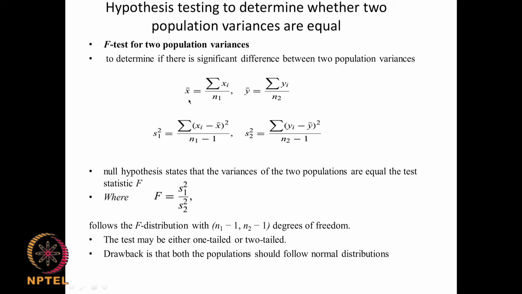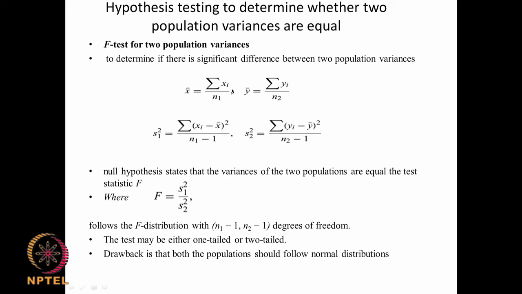So, if I am taking only samples, I do not have any idea about my population. So, x bar will be, as you know, the summation of all the x's divided by n1, and for the other data set it will be the summation of y divided by n2. And you know how to calculate the standard deviation: the summation of (x minus x bar) square divided by n1 minus 1, and for the other one, the summation of (y minus y bar) square divided by n2 minus 1.